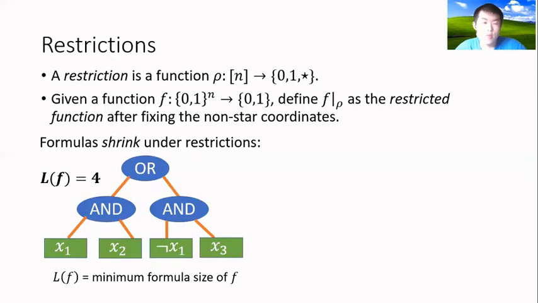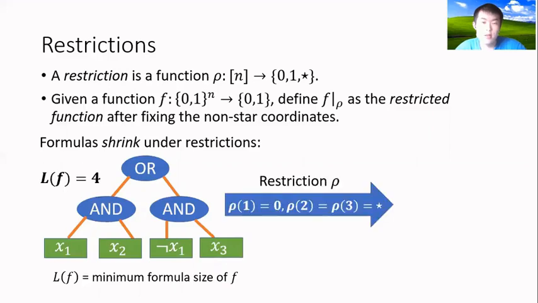As an example, let's see how a restriction could simplify a formula. Here we have a formula of size 4, and it has 3 input bits. Let's apply restriction rho, which fixes the first input bit to 0, and the other 2 input bits are not fixed. Under this restriction, the left subtree of this formula gets killed, and we can easily see that the output of this formula only depends on x3. So the restriction rho simplifies f into a formula of size 1.